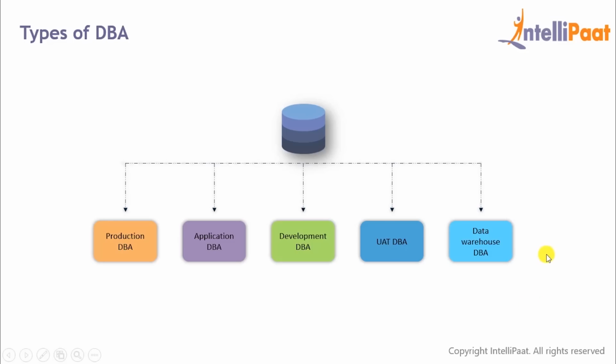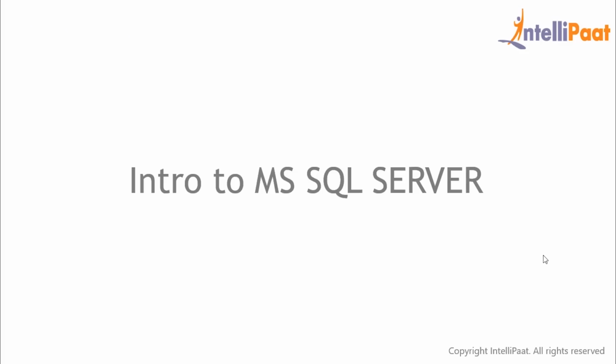And finally, we have Data Warehouse DBA. So a warehouse DBA is responsible for analyzing and understanding the data provided. It is his responsibility to study and track patterns for analytics and business intelligence. Hence, a warehouse DBA handles a more significant amount of data for a more critical function.